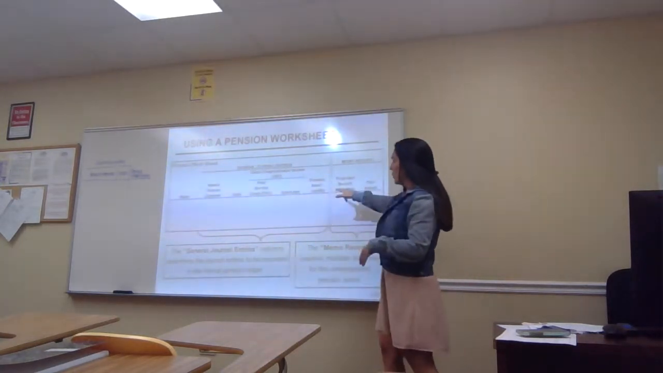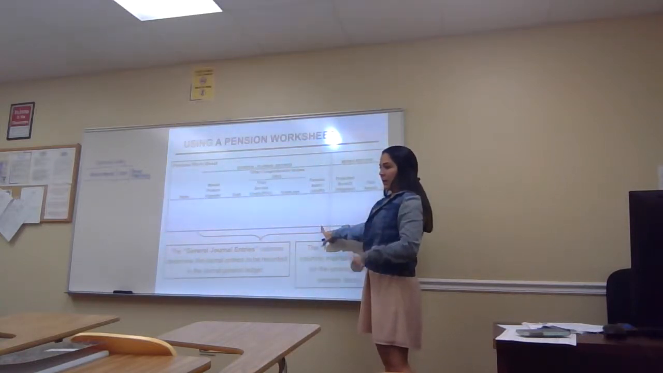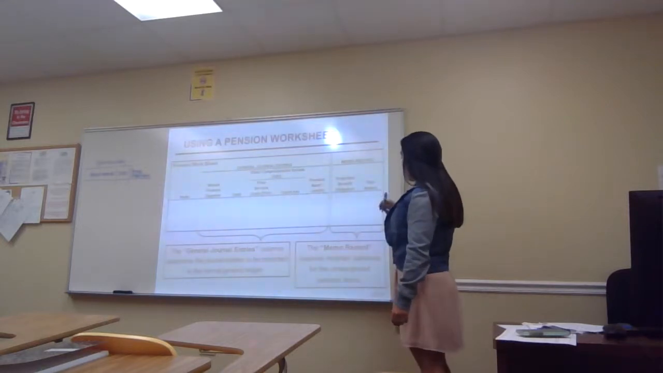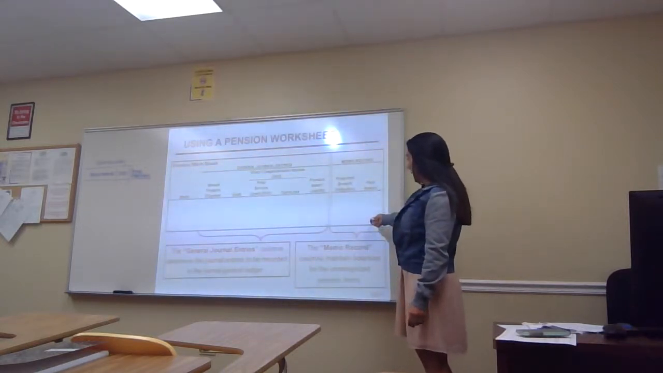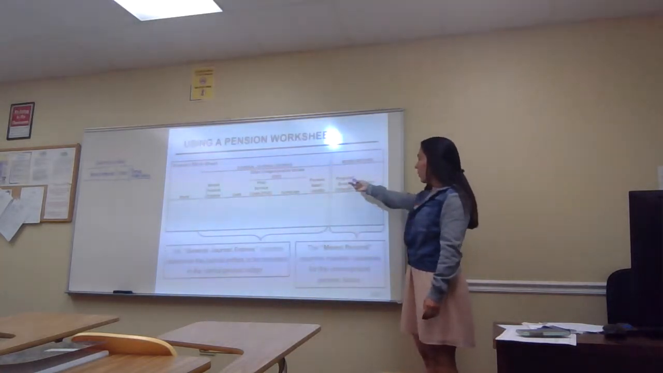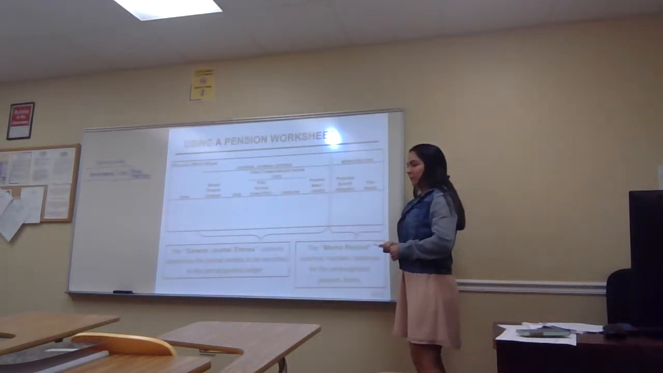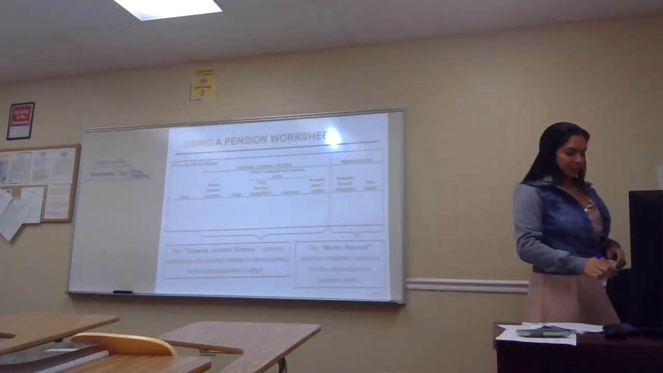Usually it isn't equal, and that's when you need to record if it's an asset or a liability on your balance sheet. If it's negative, it's a liability. So if your plan asset has less than your projected benefit obligation, it's a liability. But if your plan asset has more money than what they're projecting, it's a pension asset. Okay?